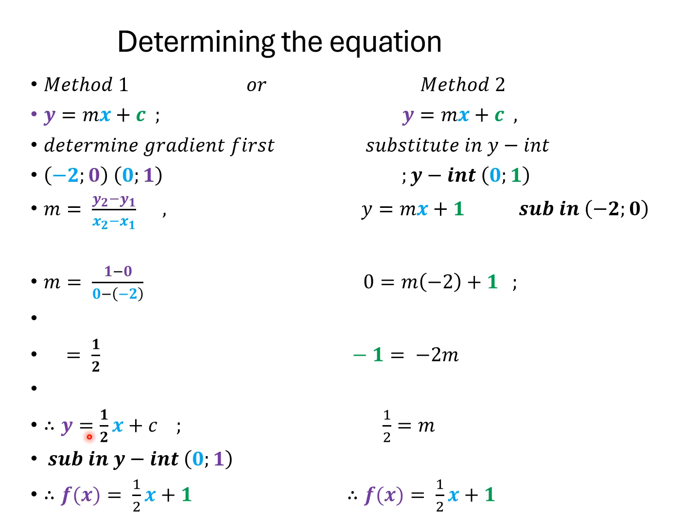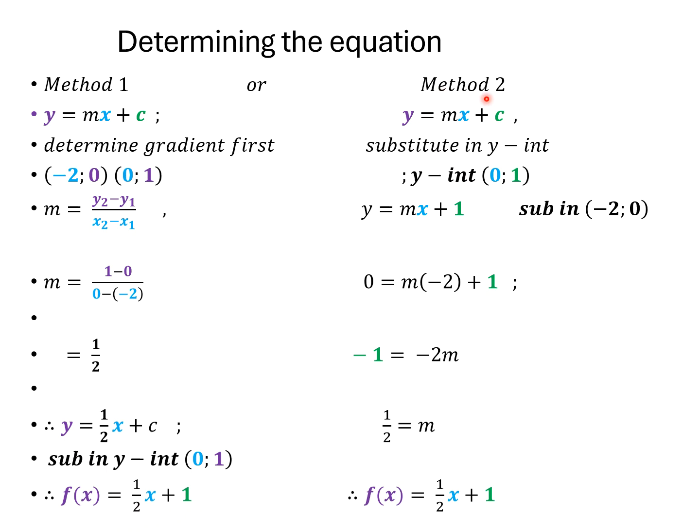Therefore, y = 1/2 x + c, right? And then we sub in the y-intercept, which is automatically c, so c there would be 1, because my y-intercept is 1. So my equation is f(x) = 1/2 x + 1.